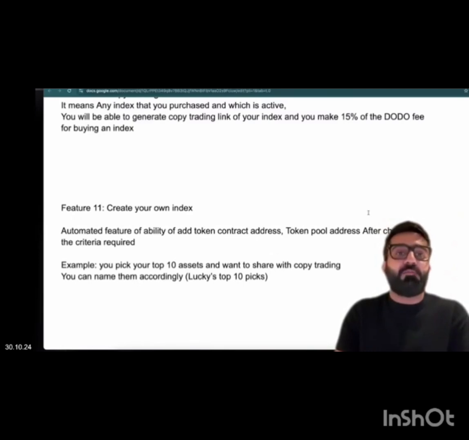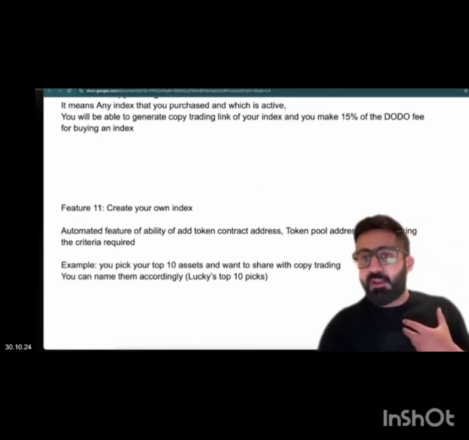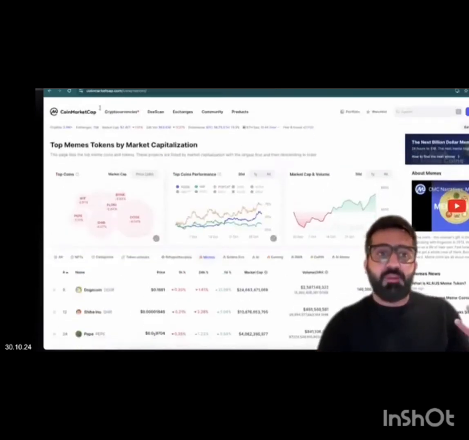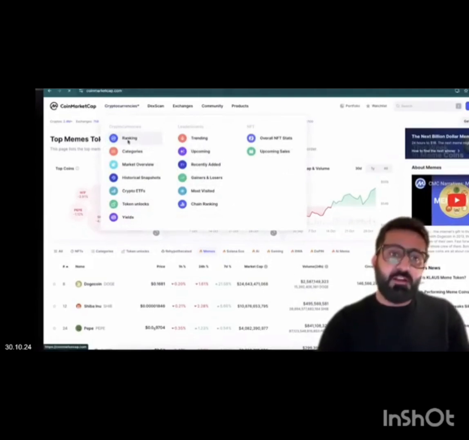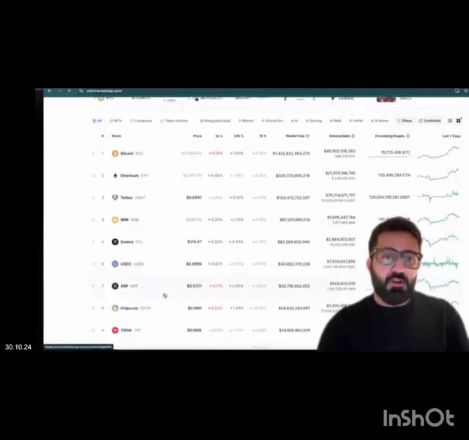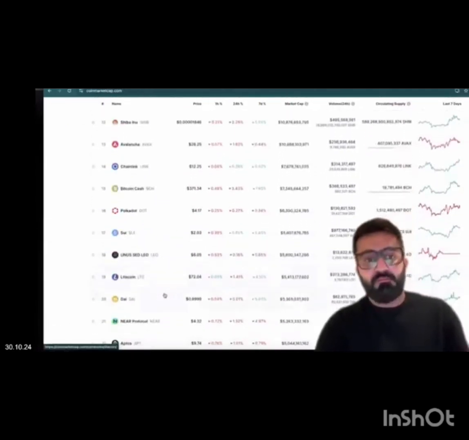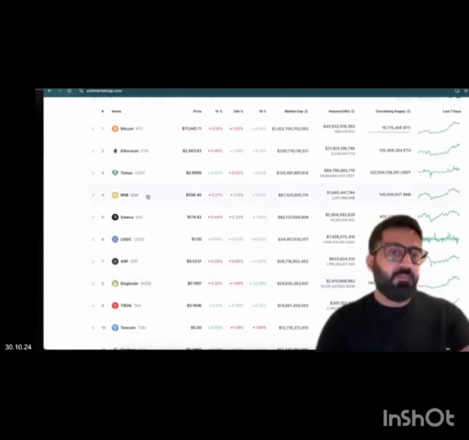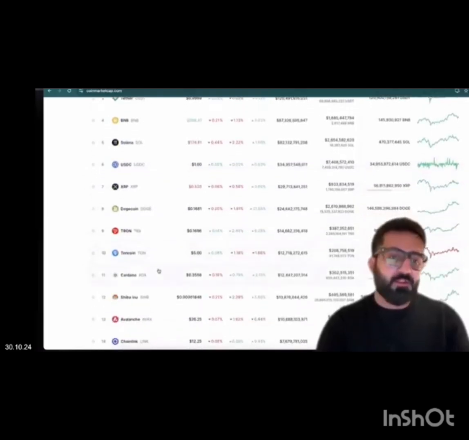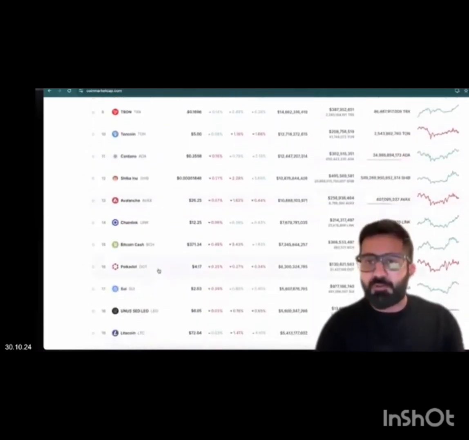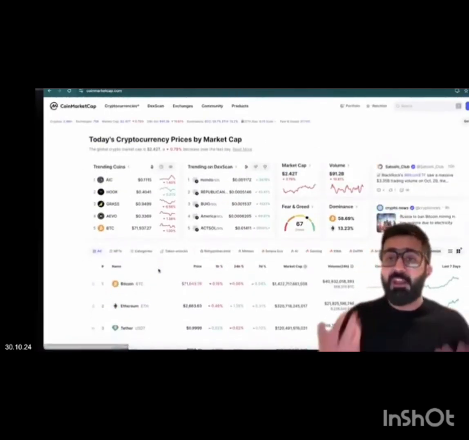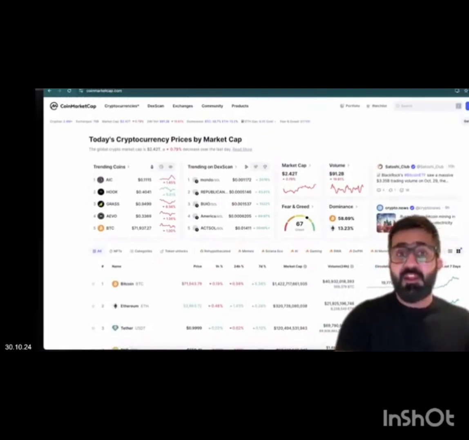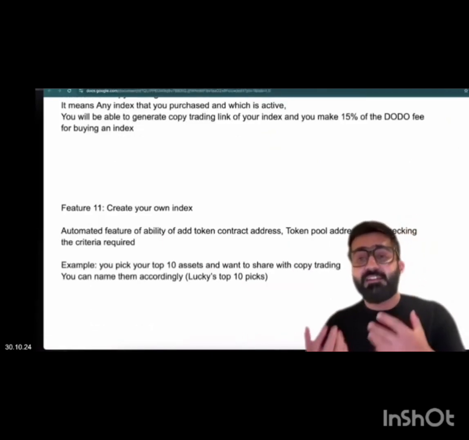It may not be my top 10. My top 10 can be different, according to the ranking. Let's say I don't like Ripple. I don't like Dogecoin. I like BNB. I like Solana. I like Ton. I like only development projects. So I can create my own list, and I can create the index in real time.